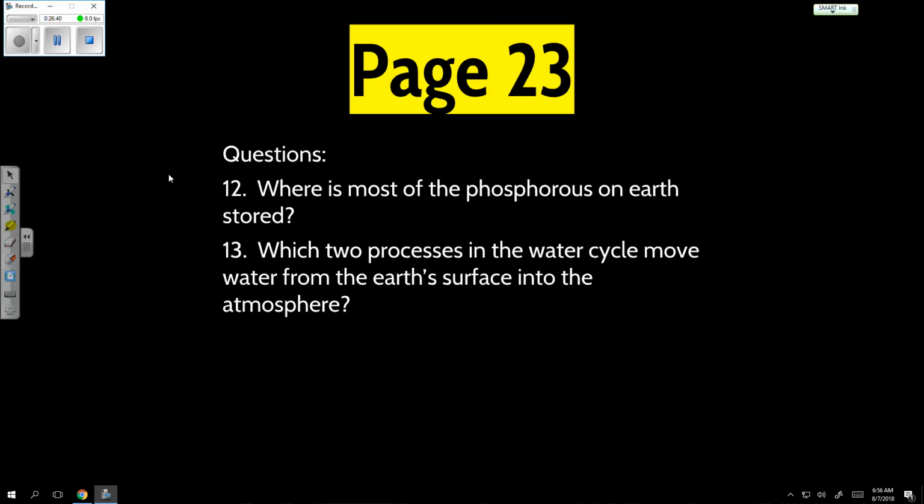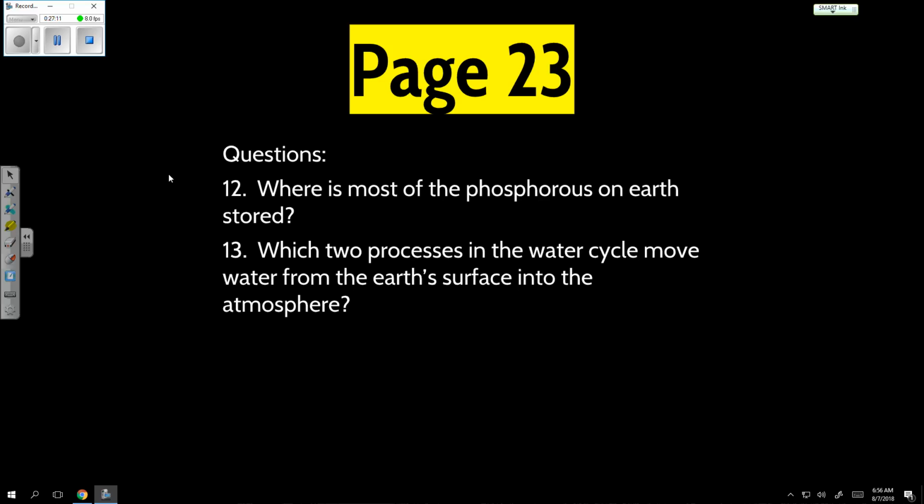The water cycle. Water is always moving between the atmosphere, land, oceans, and living things. The movement of water is called the water cycle. Highlight that sentence. In the water cycle, water changes states from solid to liquid to gas and back again. The table below describes some of the processes in the water cycle.